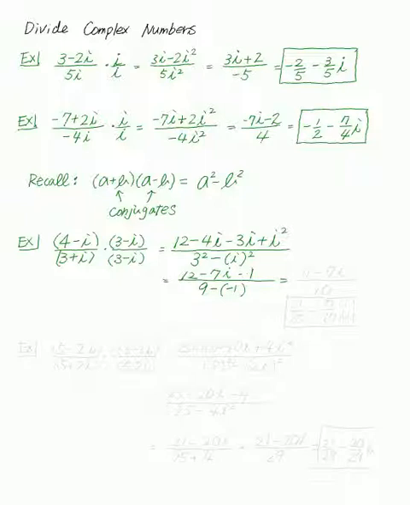Combining the like terms up above, I get 11 minus 7i. Down below, 9 minus negative 1 gives me a 10. And I'm going to rewrite that in standard form so we can clearly see the a plus bi. So I'm going to get 11 over 10 minus 7 over 10 i. And that is my final answer.